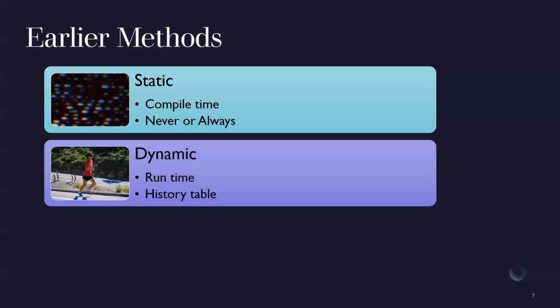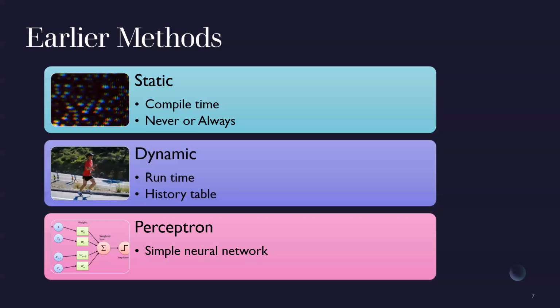And that's where we get to dynamic, which happens at runtime. So it could be a little bit slower if you're not careful. And it uses a history table, which is usually a table of bits. And it uses that as kind of a flag for whether or not to take a branch or not based on the current history.